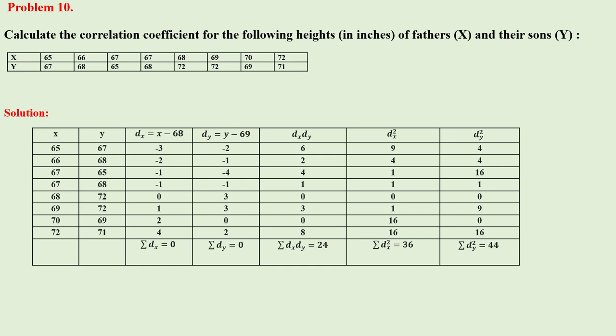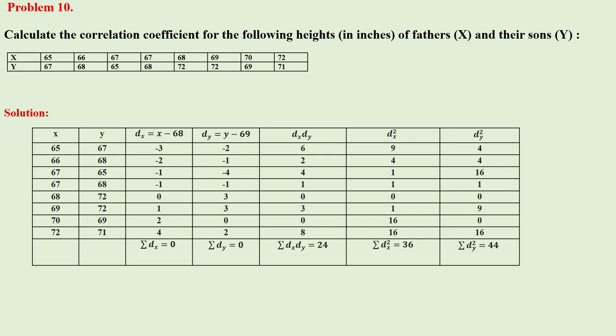Similarly, we are choosing 69 as b, the assumed mean in y. So we subtract 69 from each number in y: 67 minus 69, etc. Adding all those, you will get summation dy equal to 0. Then multiplying the third and fourth columns, you will get dx and dy, that is minus 3 into minus 2, minus 2 into minus 1, etc. Adding all those, summation dx dy is equal to 24.